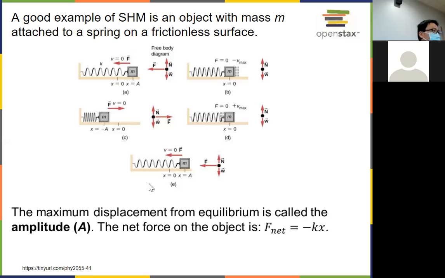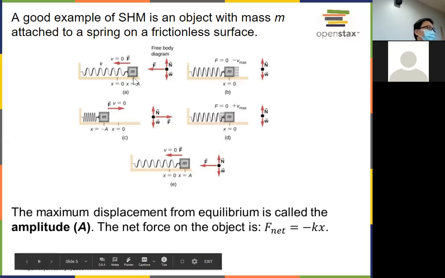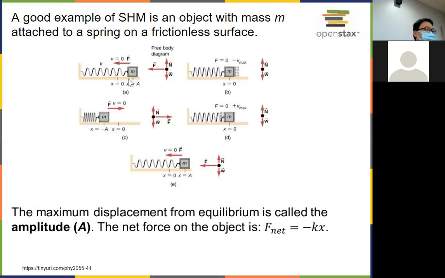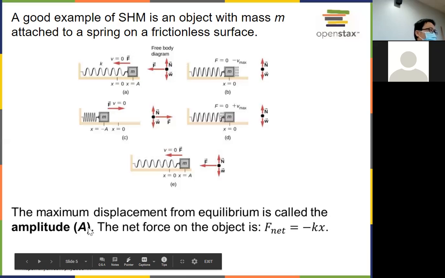Okay, so you can see the net force here. If you pull to one end, the displacement is to the right, then the force is to the left. On the other hand, if it's being pushed to the left, then the force is to the right. So force is always opposite to the displacement. And acceleration has the same direction as the force, so acceleration should also be in the opposite direction of the displacement. Now, typically the maximum displacement is called the amplitude. So we use the symbol A.